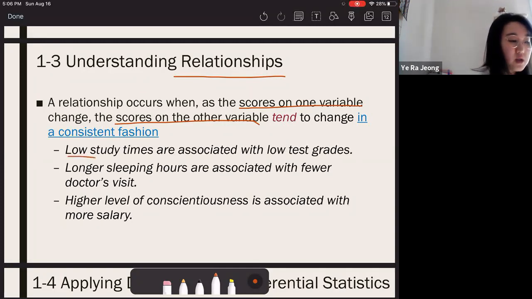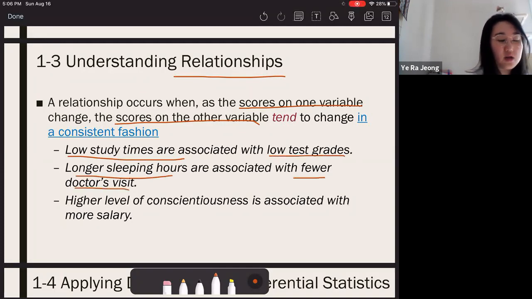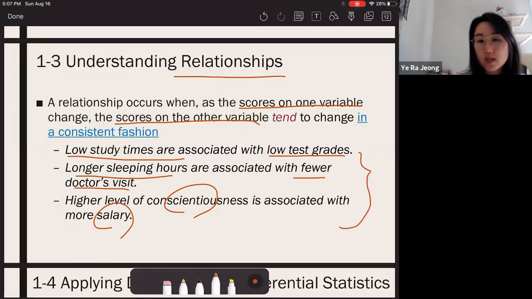So maybe low study times are associated with low test grades, or the longer you sleep, the fewer doctor's visits you tend to have, or the more conscientious you are, the more money you tend to make. Those are all different relationships that you can study by looking at the pattern of how different variable scores change with one another.